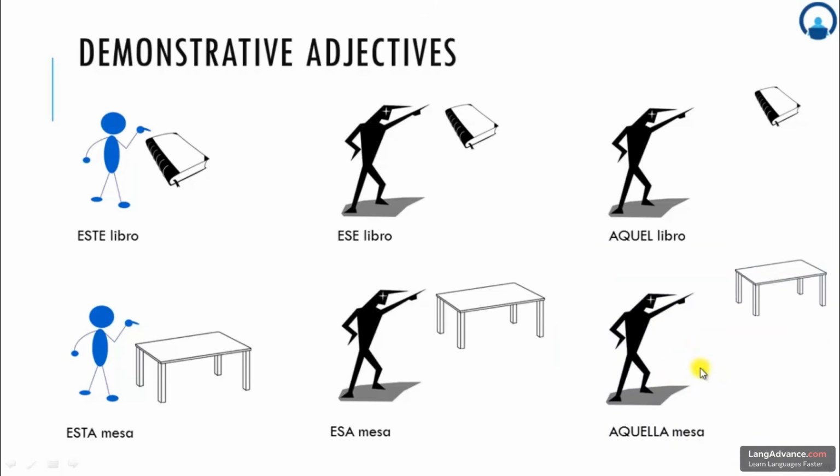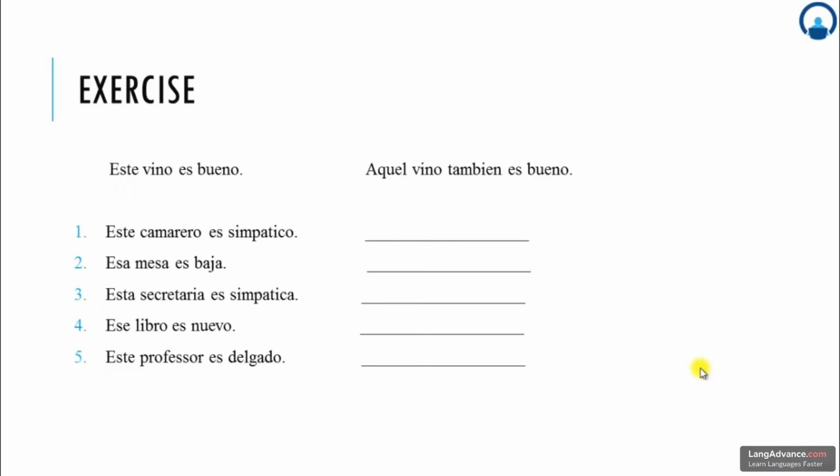Now that we have learned the demonstrative adjectives, it's time to test what we have learned. So, here we have an exercise for you. Example, the statement we have is este vino es bueno. That means this wine is good. The answer is aquel vino también es bueno. That means that wine also is good.